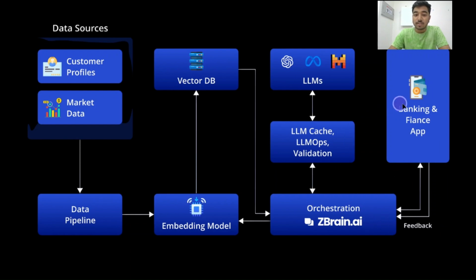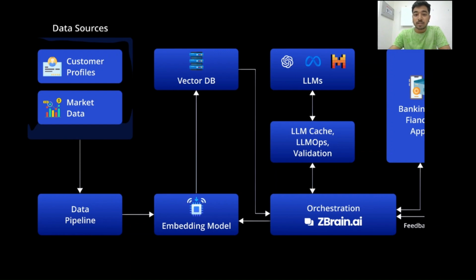Step 5 is the banking and finance app. Finally, the insights from this ML-powered system are delivered to the banking and finance application. This could include personalized investment suggestions, fraud detection alerts, credit scoring, or customer support automation. This ML architecture ensures that banks can leverage the power of data, AI, and LLMs to deliver smarter, faster, and more personalized financial services, closing the loop with real-time feedback for continuous improvement.